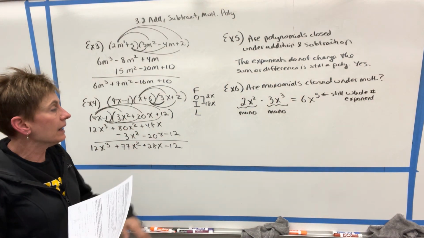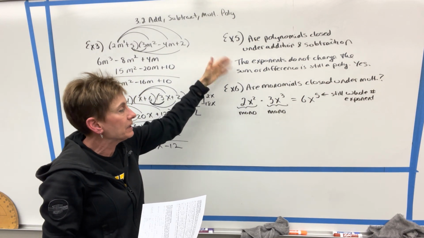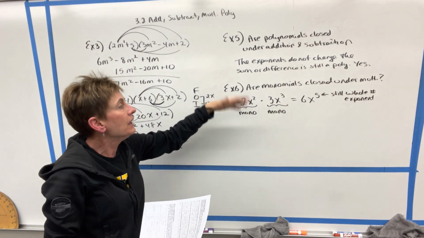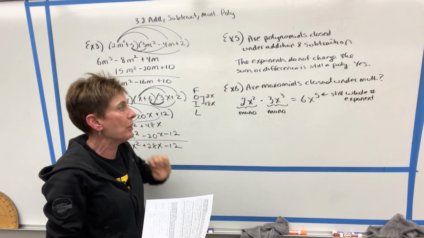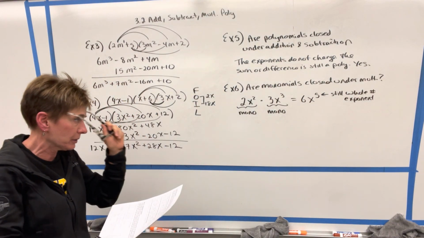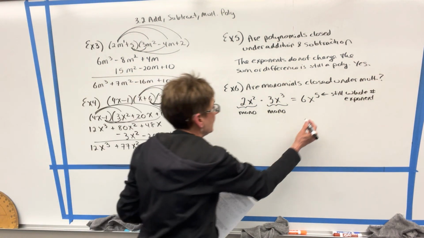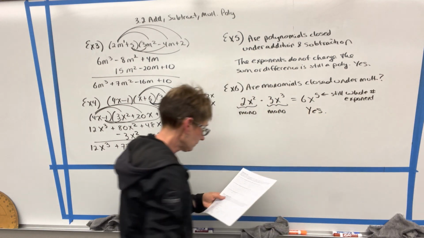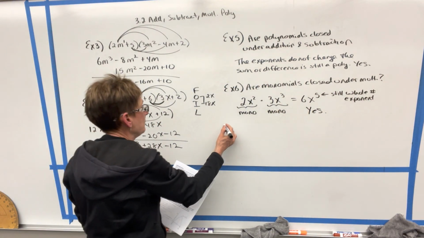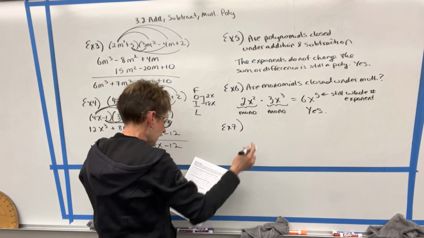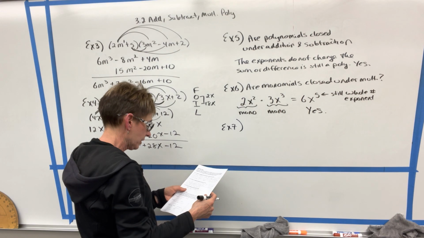In this case, we were just making a note of the fact that the exponents do not change, but it doesn't really matter if they do. The key question in both of these is: is our answer still a polynomial? And the answer is yes, it is. So this would also be a yes. Now, let's try this one. Example number 7. Is the set of binomials closed under addition? Explain.